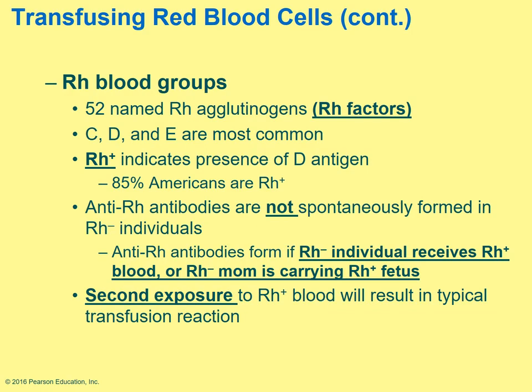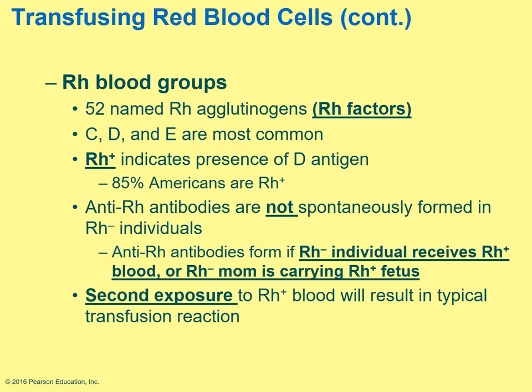The Rh blood group, there are different markers known as Rh factors. The most common ones, there's 52 of them, the most common ones are C, D, and E. When we talk about the Rh factor, usually what we're referring to is the D antigen. So sometimes you might see it listed as D. 85% of Americans, and actually 85% of individuals globally, are Rh positive, meaning that they do have this D antigen.